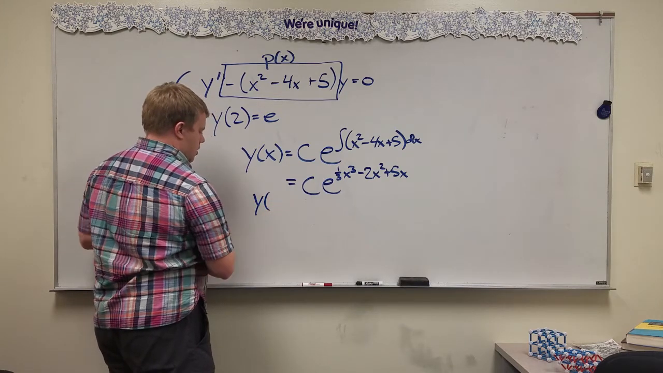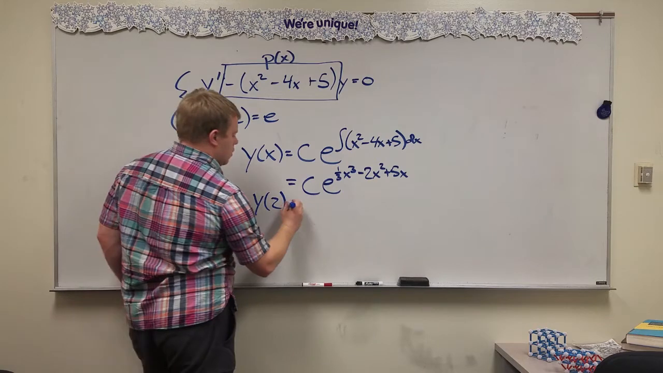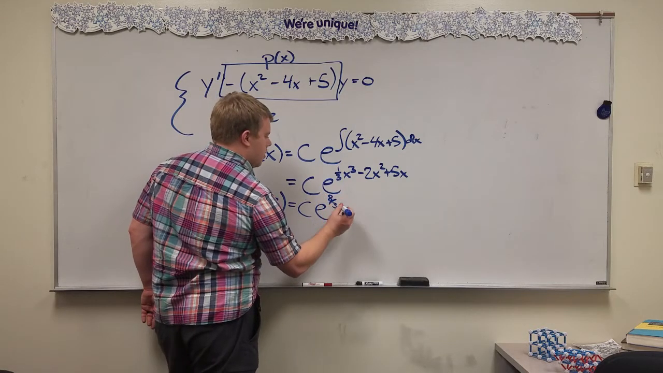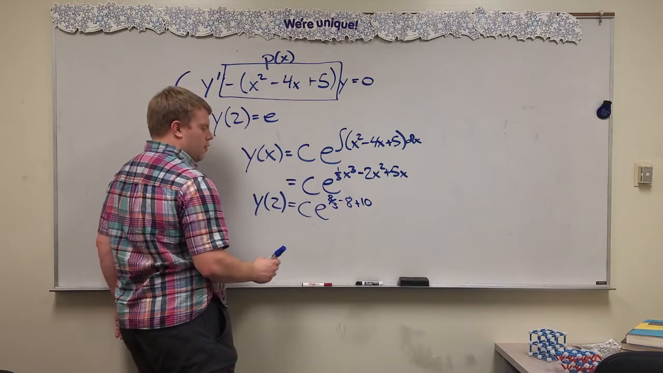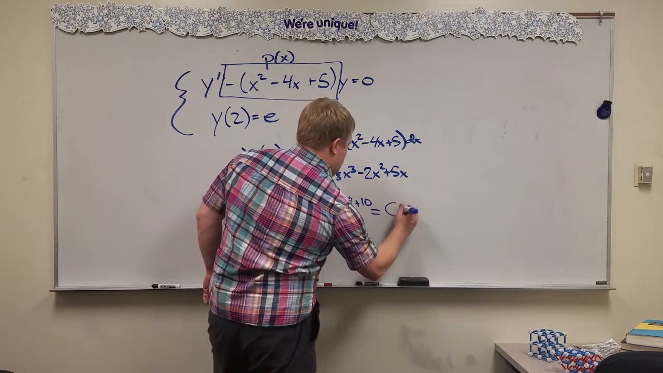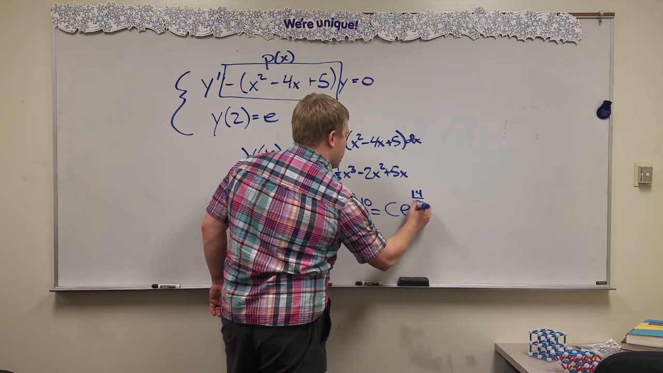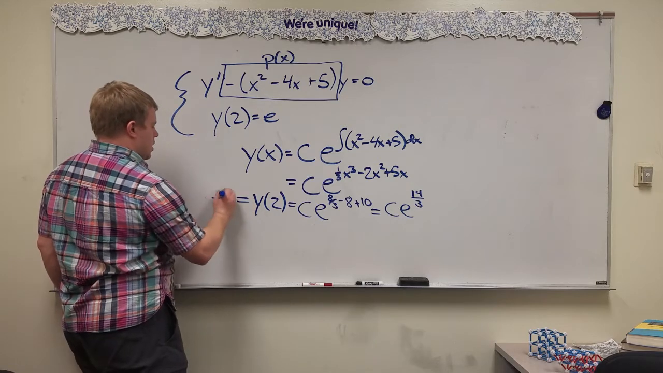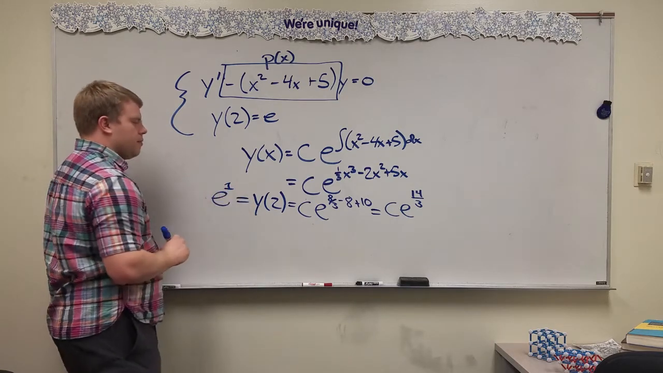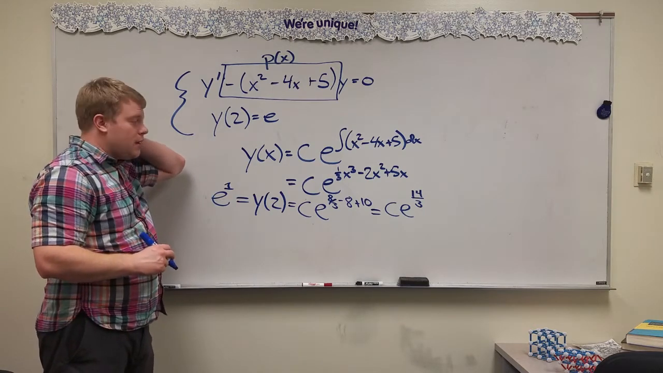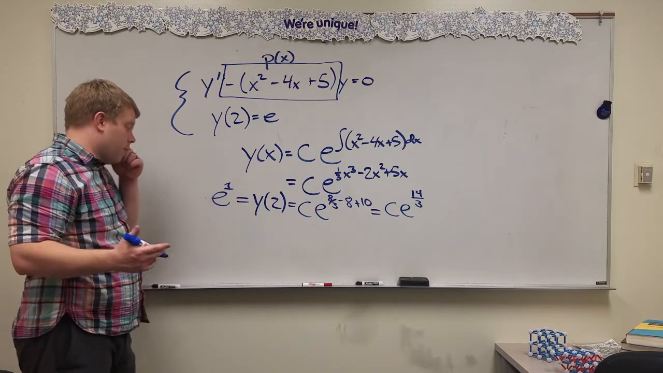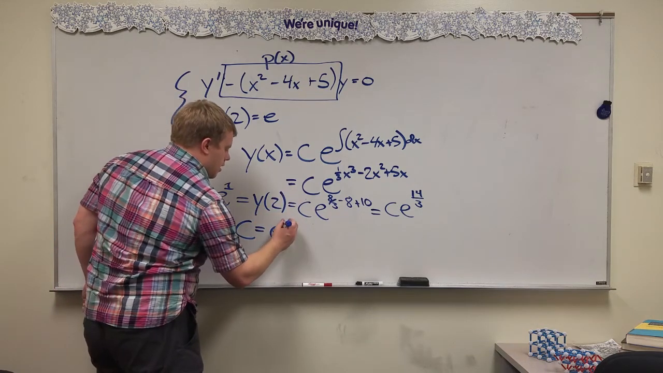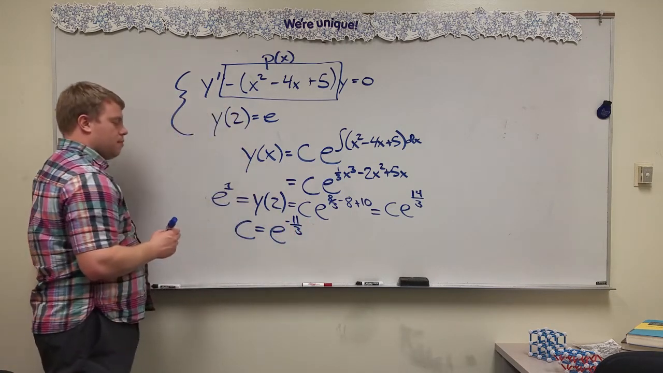Now, we want to use our initial condition to solve for c, and we see that if this is y of x, then y of 2 equals c times e to the, let's see, we're going to get 8/3 minus 8 plus 10 for a total of 8/3 plus 2, which is also known as e to the 14/3. Lovely. Now, if I want this to be equal to e to the 1, I'll divide both sides by e to the 14/3, which is really just the same as multiplying by e to the negative 14/3. And we see that c equals e to the 1 minus 14/3, which comes out to e to the negative 11/3.